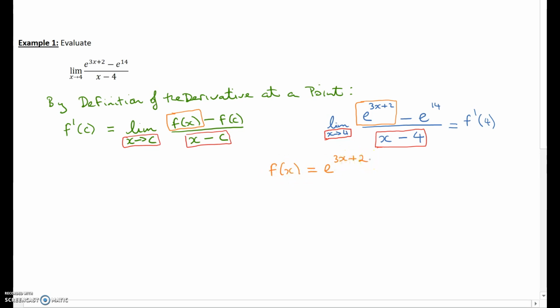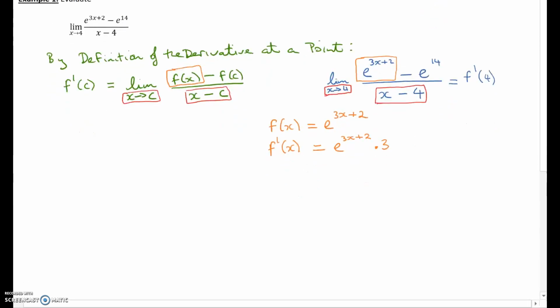Now, this is where it's important to look at the overall meaning. We have just said that this is equal to f prime of 4. If you know the shortcut, then you can go ahead and differentiate using it. So, let's get f prime of x. When you differentiate e to a power, you get the same thing back again, and then you multiply by the derivative of the power. So multiply by the derivative of 3x plus 2. The derivative of 3x is 3, and the derivative of 2 is 0. So it's simply 3e to the 3x plus 2.